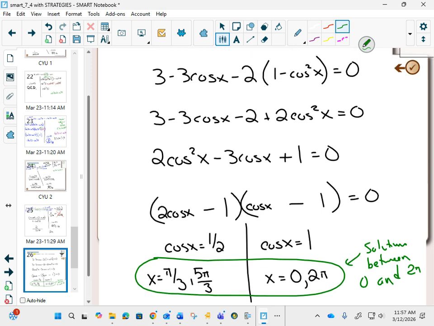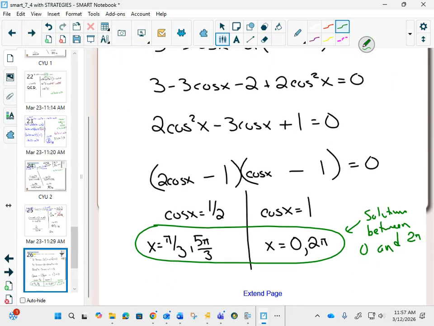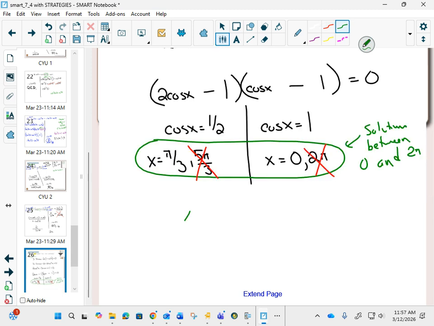Scroll back up. Oh! Disappointing. 0 to 3 pi over 2. Come on. So what did they take out? 0 to 3 pi over 2. They took out quadrant 4. Did I have any answer? Oh my goodness. I'd have to X this one out, right? And I'd have to X this one out. My answers are only x equals 0 and pi over 3. Those are my only two answers.